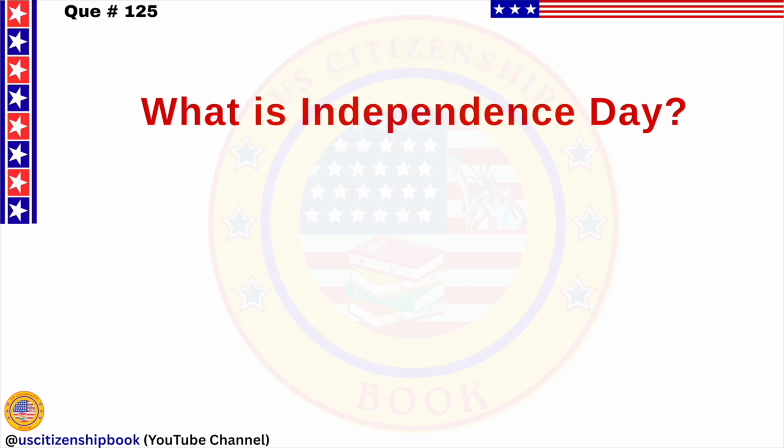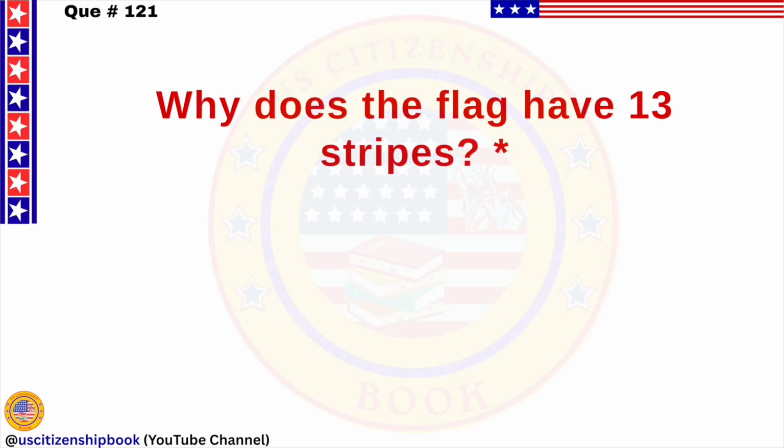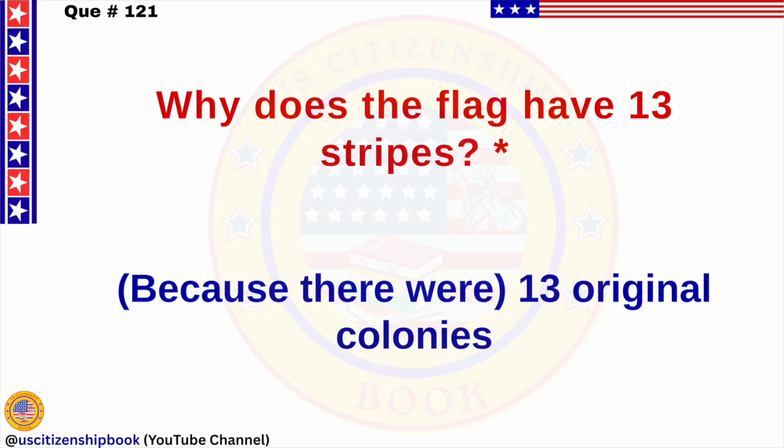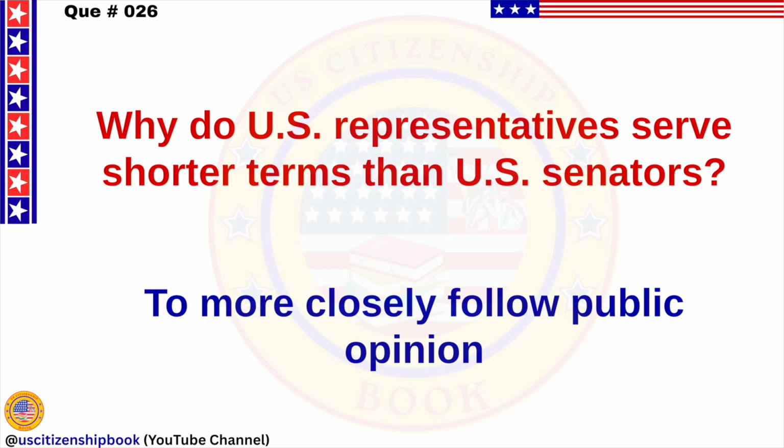What is Independence Day? The country's birthday. Why does the flag have 13 stripes? Because there were 13 original colonies. Why do U.S. representatives serve shorter terms than U.S. senators? To more closely follow public opinion.